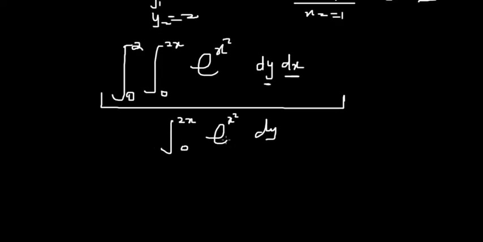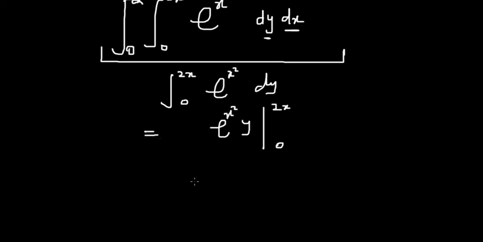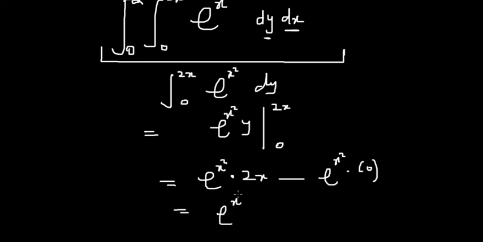So just integrate. When you integrate e exponent x squared dy, you end up with e exponent x squared y, and then you have your limits, that's 2x and then 0. So all you have to do is just substitute. We have e exponent x squared multiplied by y, which is 2x, minus e exponent x squared multiplied by 0. So from here you notice that the final answer will be e exponent x squared multiplied by 2x, because the entire second part will go to 0.